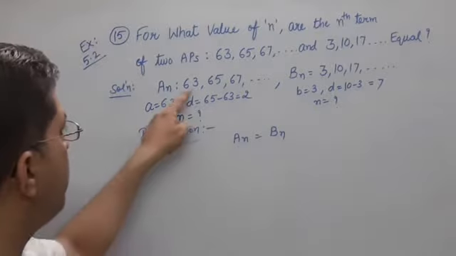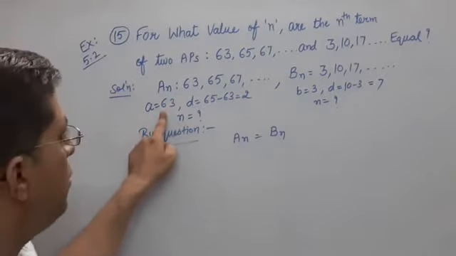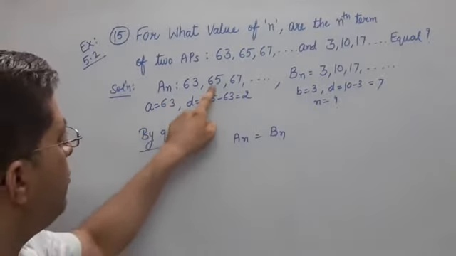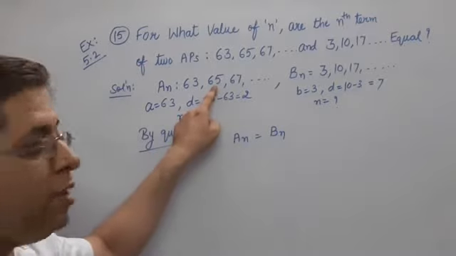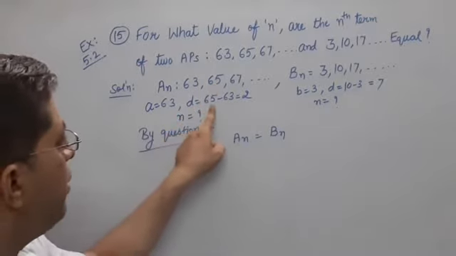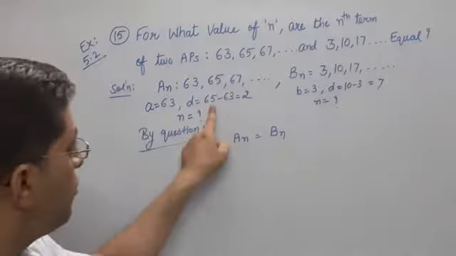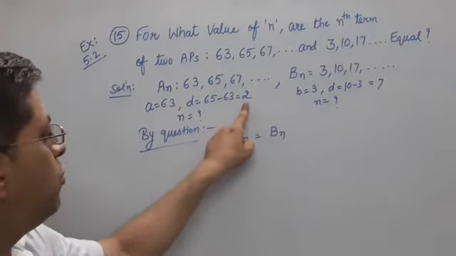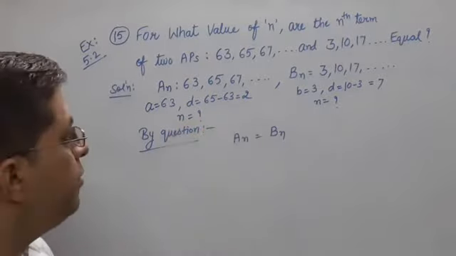What is given? First term is 63. Second term is given 65. Then what will be the common difference? D is equal to second term minus first term, 65 minus 63, that is 2. Nth term we have to find.